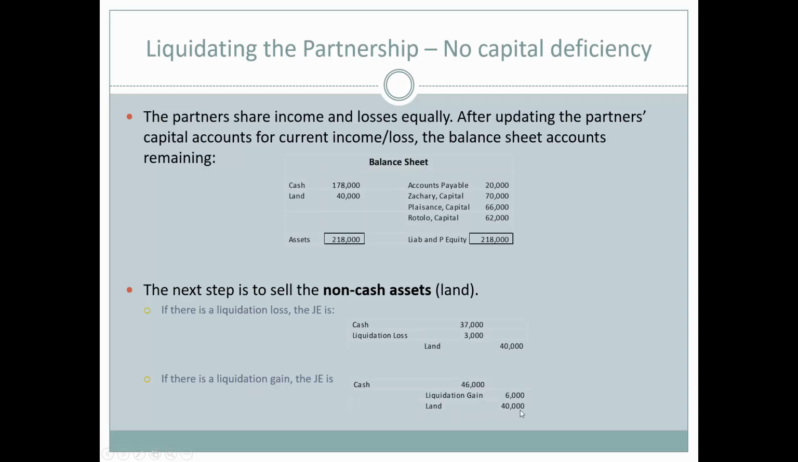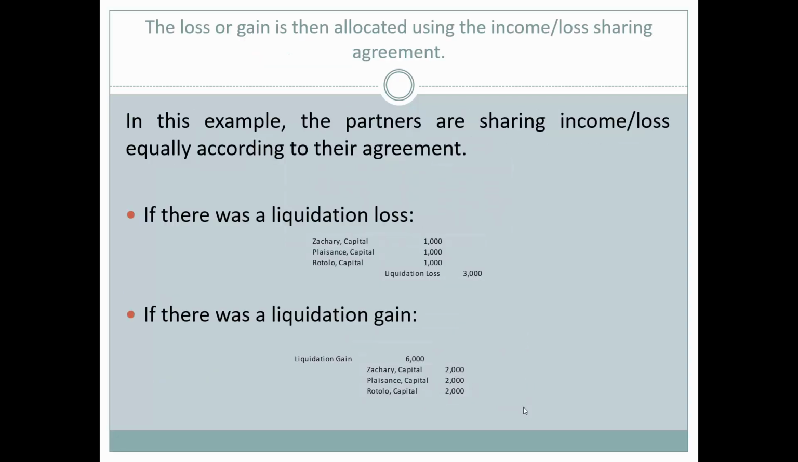And in this instance, we are going to credit the land, debit the cash that we received, but in this instance, we received $46,000, which was $6,000 more than the land that we were carrying on our books. So let's look through these two scenarios. In this example, the partners are sharing income and loss equally according to their agreement. So if there's a liquidation loss, we want to credit the loss. It was debited earlier, and we want to take that debit, the liquidation loss, the $3,000, and it's going to be equally shared amongst the three partners.